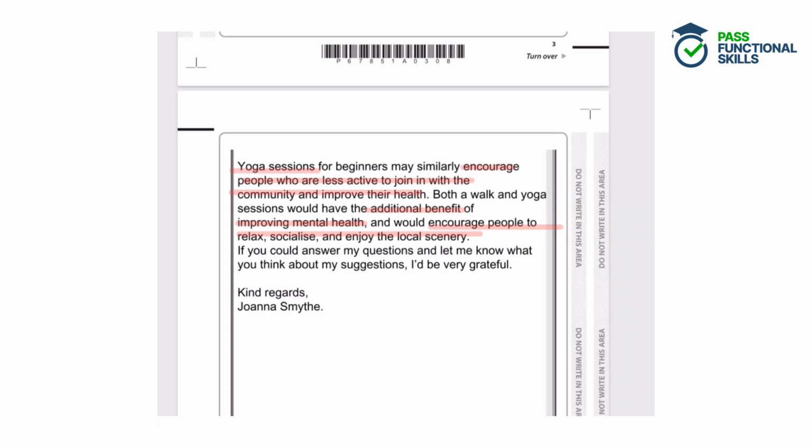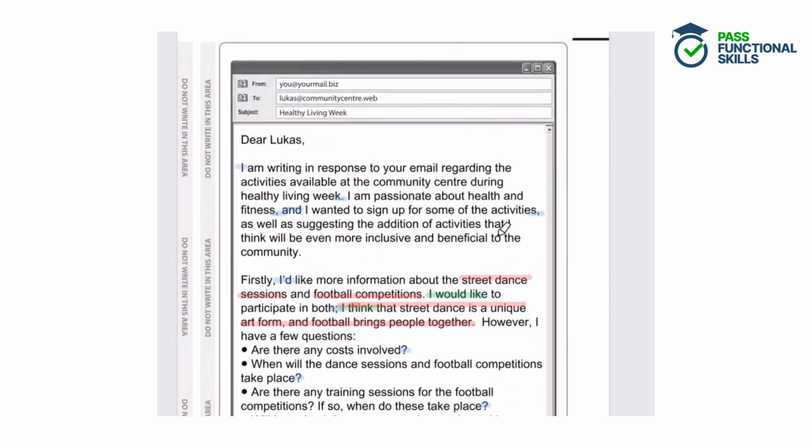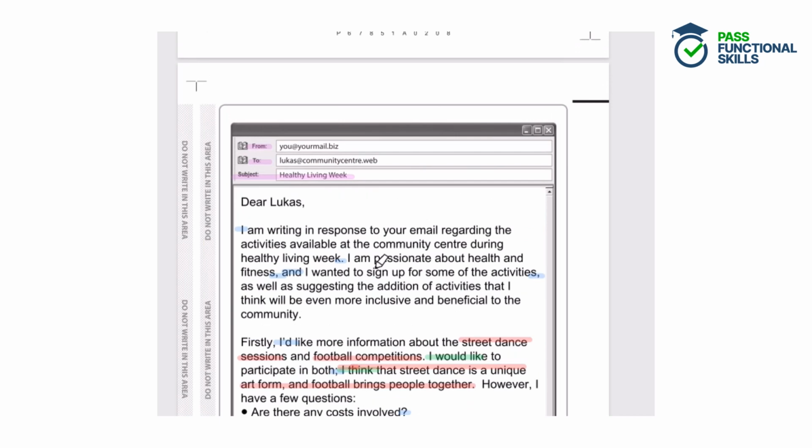So in your answers, you will need to choose an appropriate range of organisational features. These are sometimes called formatting features as well. So you can use these in your writing to make it clearer and break it up into different sections. So the formatting features that we need for an email include the from and to addresses, and we've helpfully been given a box here to write these in. And we also need a subject line. Now a subject line simply summarises in a few words what the email will be about. So this one is about Healthy Living Week.